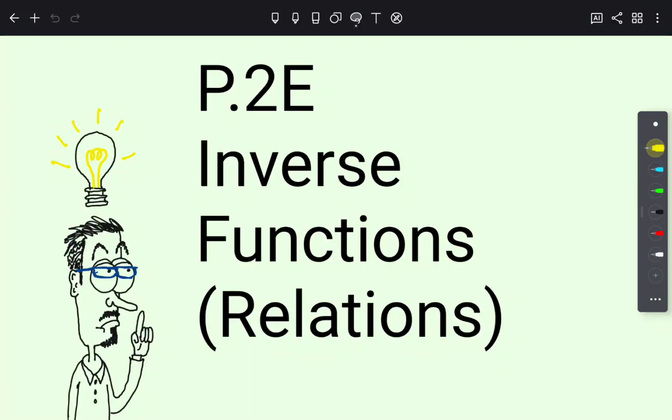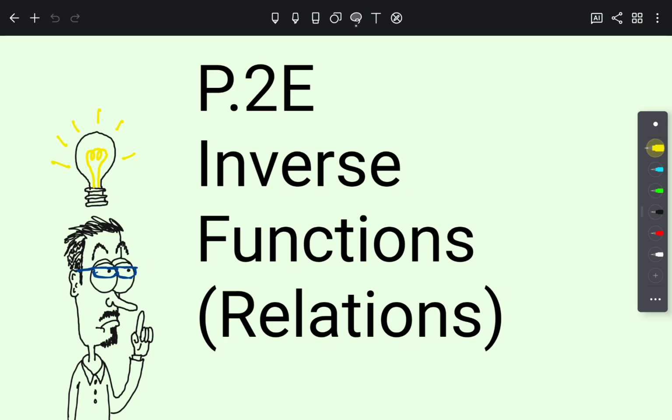Inverse functions and their relations. The basis behind inverse functions and how they are related is the swapping of their x and y values. So what we're going to do is go through two different types of functions, swapping x and y and then resolving for y.